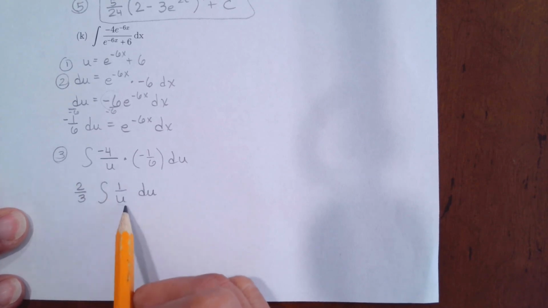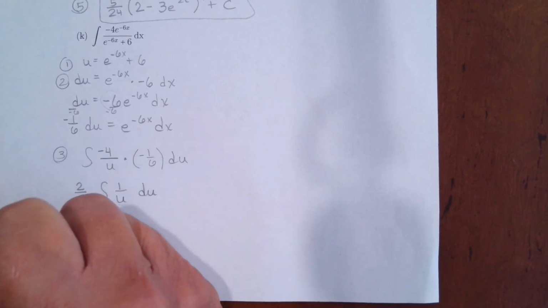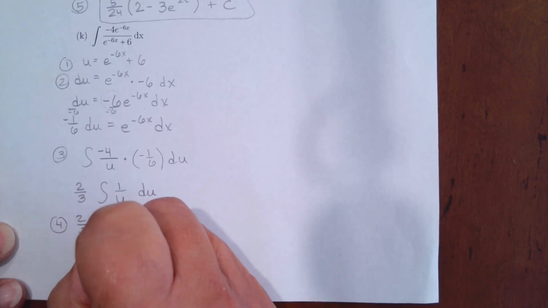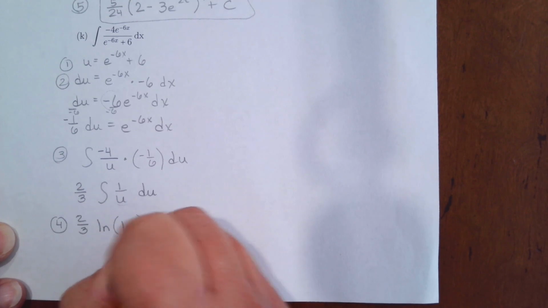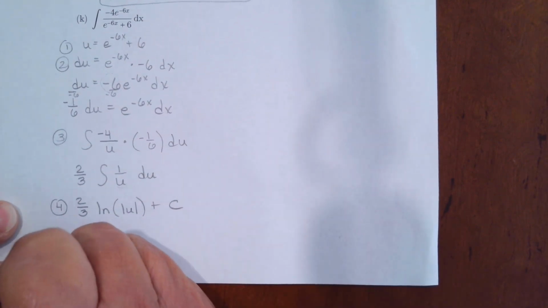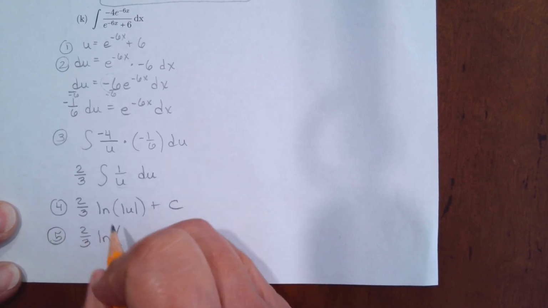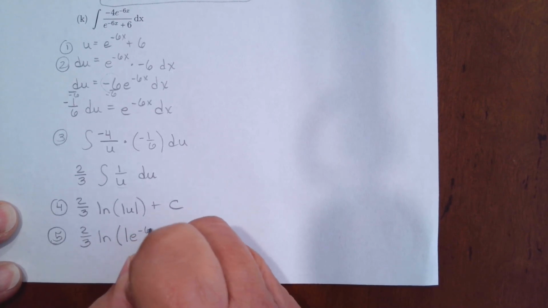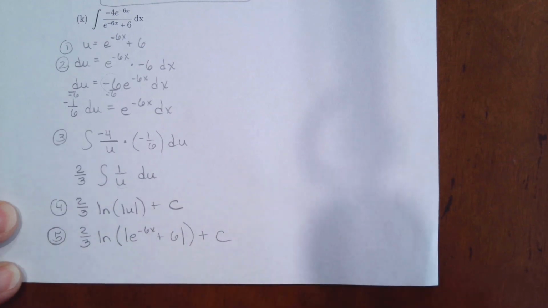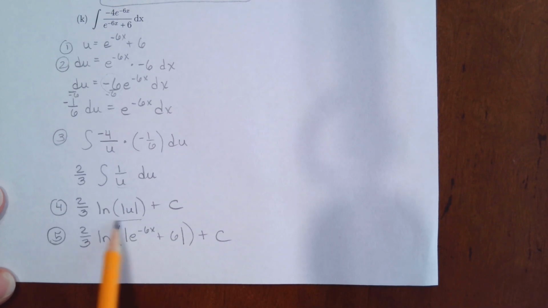Okay, here's our good old integral of natural log, right? 1 over u when we integrate that. So step 4 is natural log of the absolute value of u plus c. And then step 5 is to sub in what u was. So 2/3 times the natural log of the absolute value of e to the -6x plus 6 plus c. Okay, so there's your answer for the last problem.